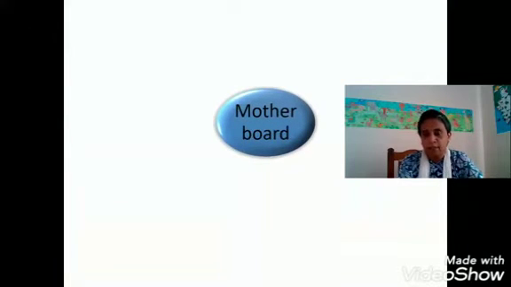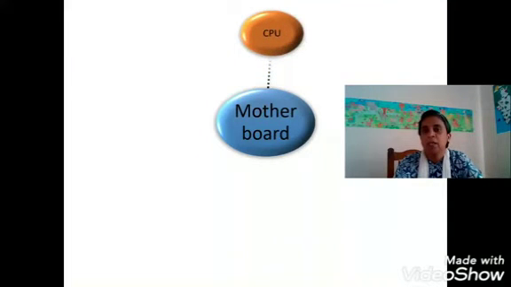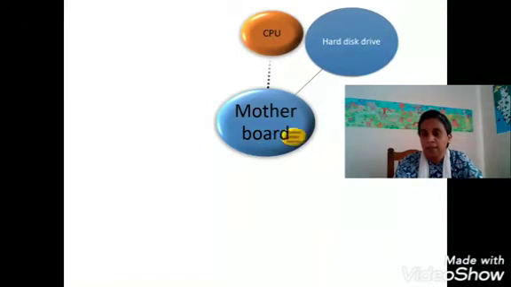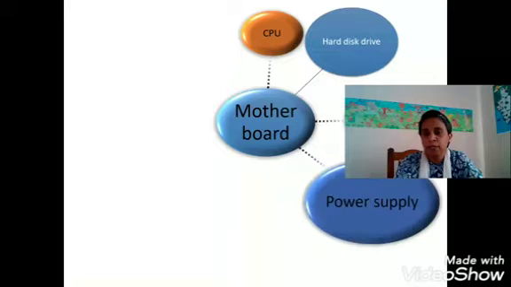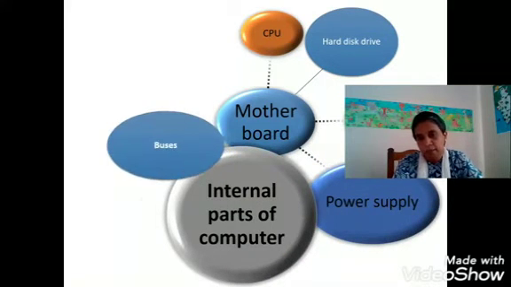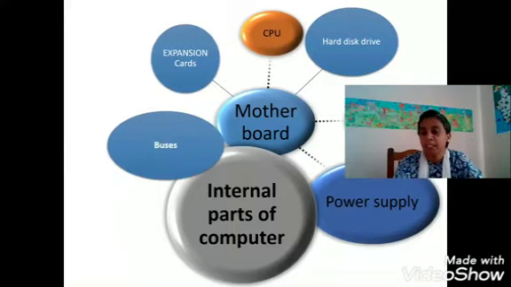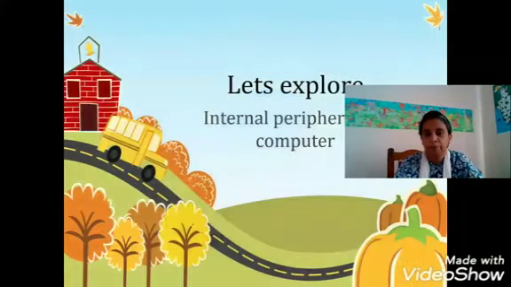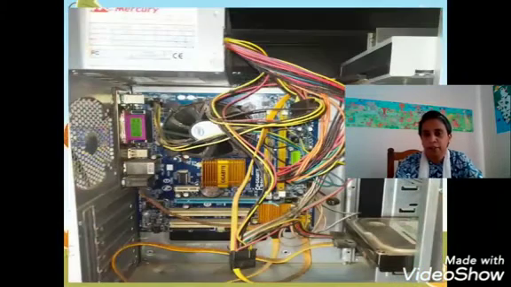Now, these are parts which we have not seen. These are the internal parts of the computer: CPU, hard disk drive, random access memory, power supply, bus, expansion parts. So today in this video, we are going to learn a little about each part of this computer. So let's explore the internal peripherals of the computer.